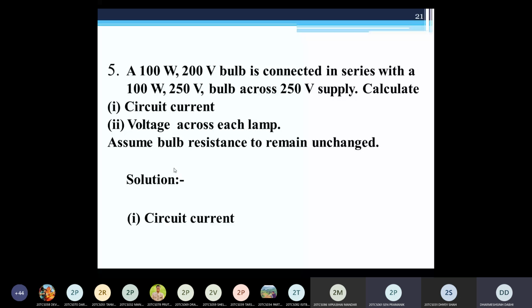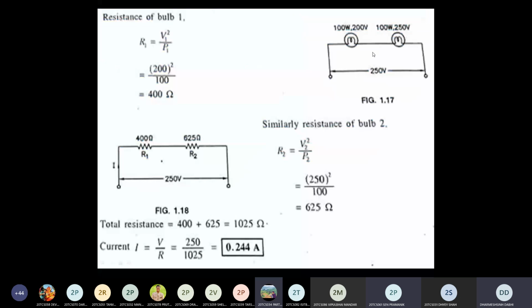See, these two bulbs are given in series connection. Clear? So let's understand this. You can see that the circuit looks like this. Please turn off your mic, those who have turned it on, because it creates noise in the middle of the lecture.